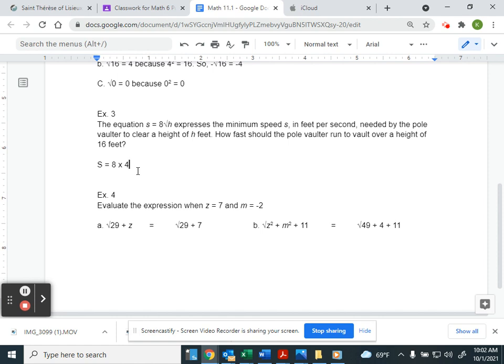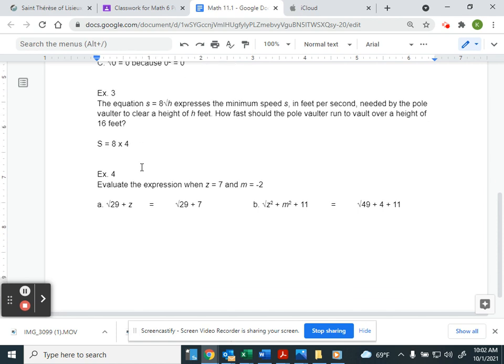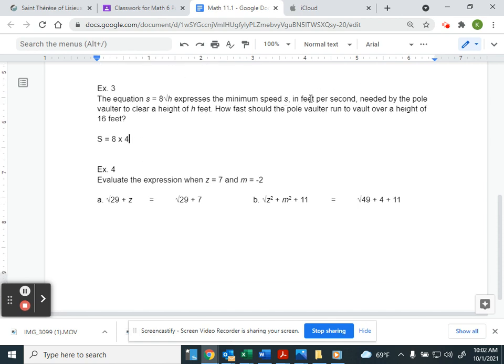Now can we figure out what the speed should be? What should S be? S equals what? Anthony? 32. Because we found our square root, which was 4, and then we have to multiply it by the 8. So our speed should be 8 times 4. So the speed should be 32. And our label would be feet per second. So he's running 32 feet per second.